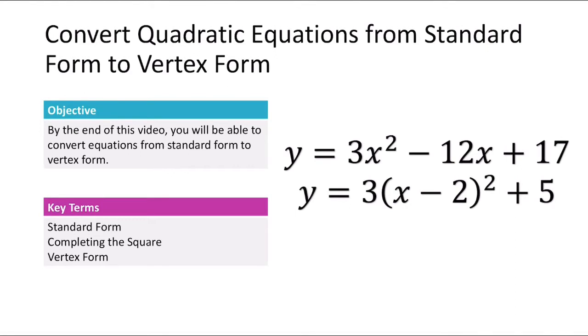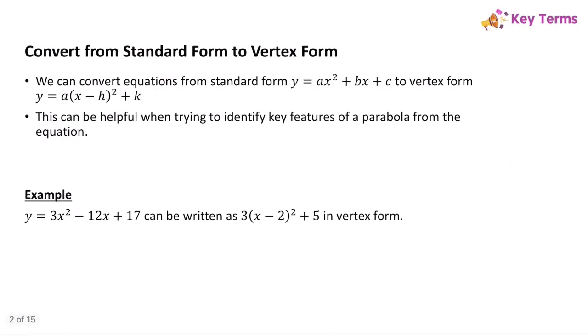In this video, we're going to talk about how to convert equations from standard form to vertex form. So to convert from standard form to vertex form, we're going to take an equation that's written like y equals ax squared plus bx plus c and convert it to y equals a times (x minus h) squared plus k. This can be very helpful when we're trying to identify the key features of a parabola from its equation.